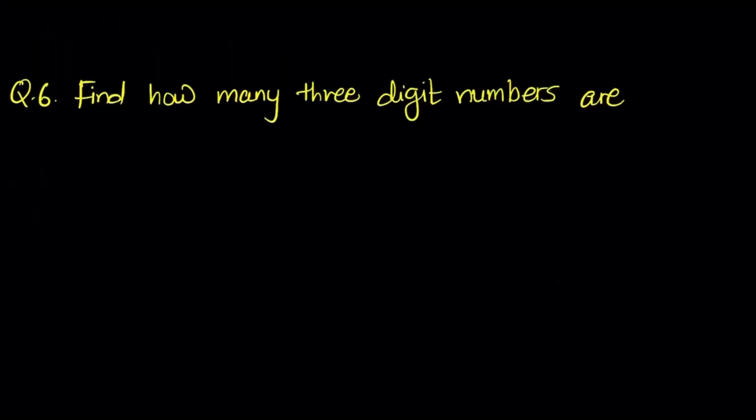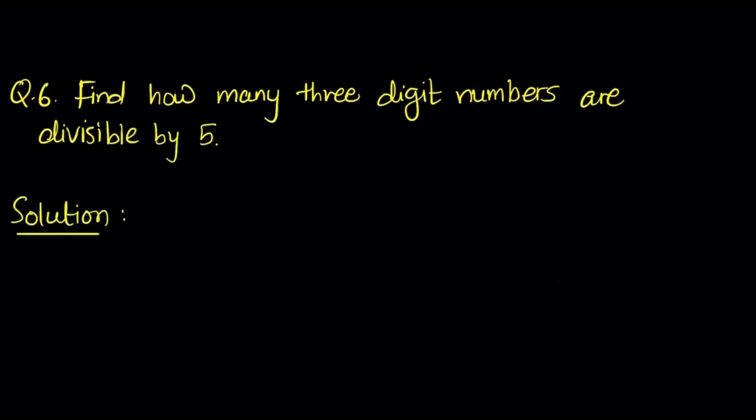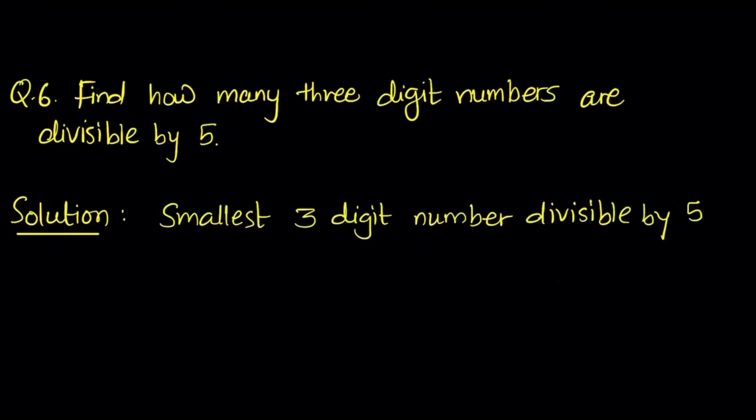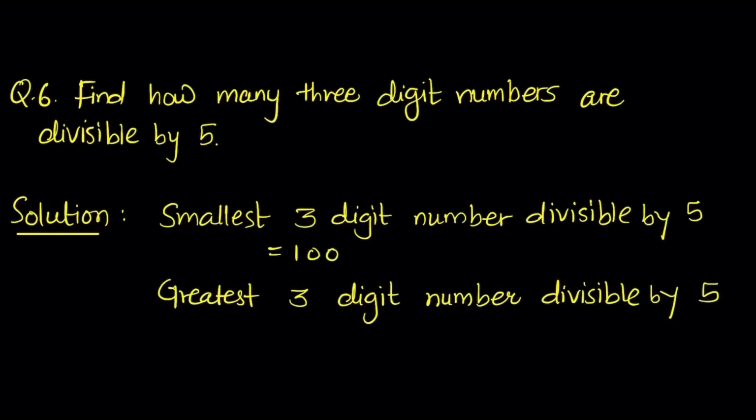Find how many 3-digit numbers are there which are divisible by 5. To find this, we need to find the number of terms, so n is unknown. We need to find the first term and the last term. The common difference is 5, because numbers divisible by 5 differ by 5. The smallest 3-digit number divisible by 5 is 100, and the greatest 3-digit number which is divisible by 5 is 995.